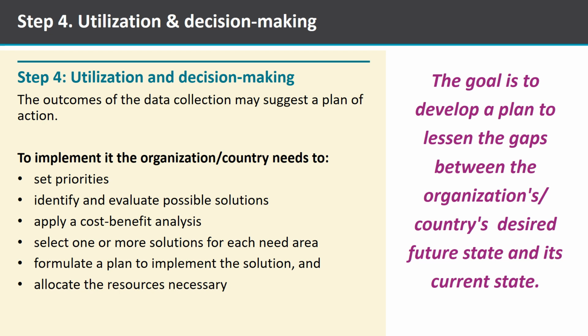Step 4 is utilization and decision making. The outcome of the data collection may suggest a plan of action, because the goal is to develop a plan to lessen the gaps between the organization or country's desired future state and its current state. To implement, the organization or country needs to set priorities, identify and evaluate possible solutions, apply some form of a cost-benefit analysis, select one or more solutions for each area of need, formulate a plan to implement the solution, and allocate the resources necessary to implement that solution.